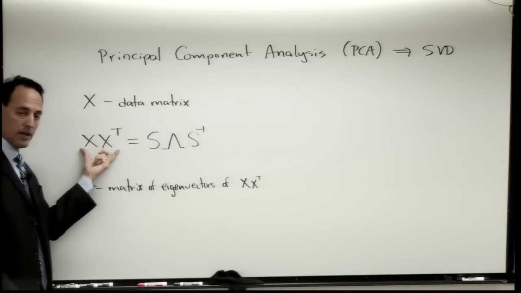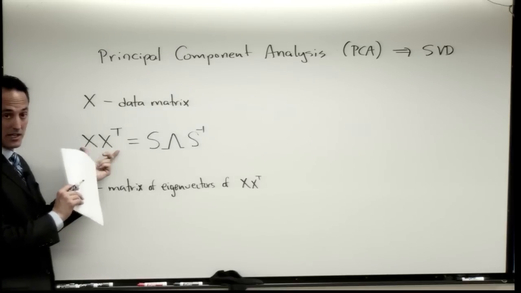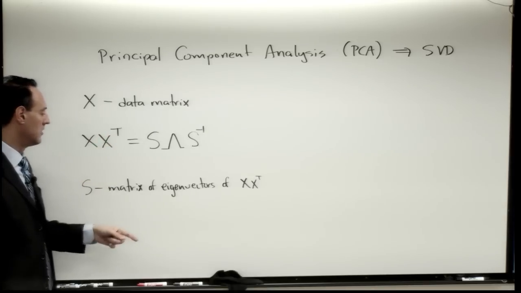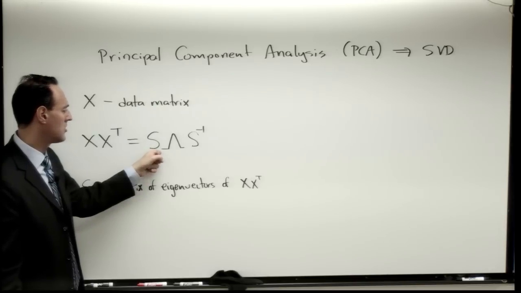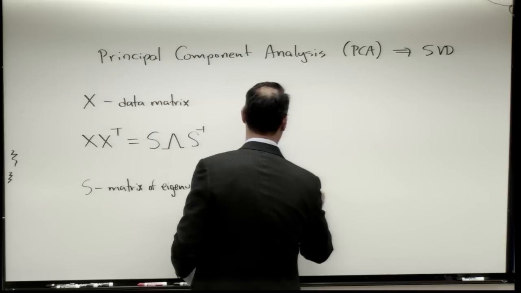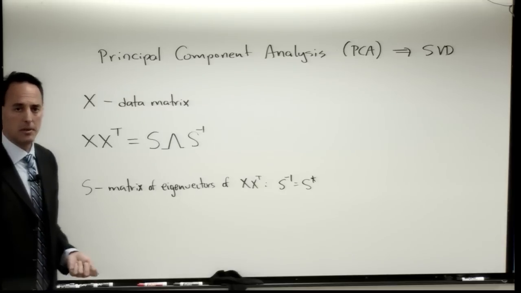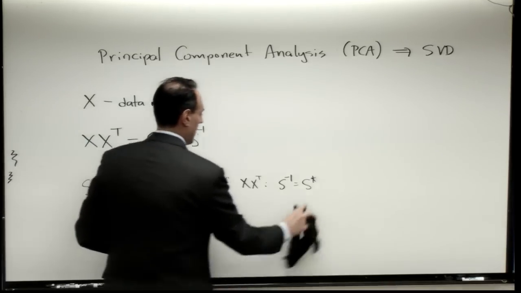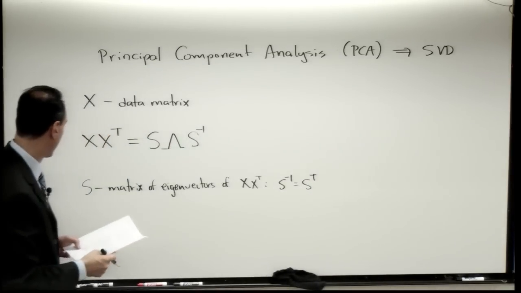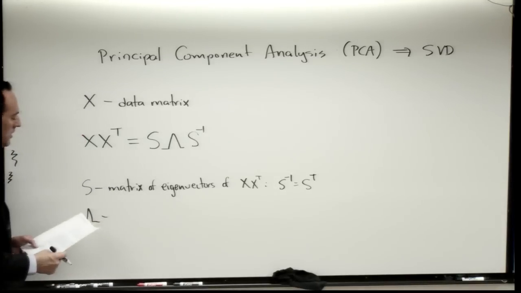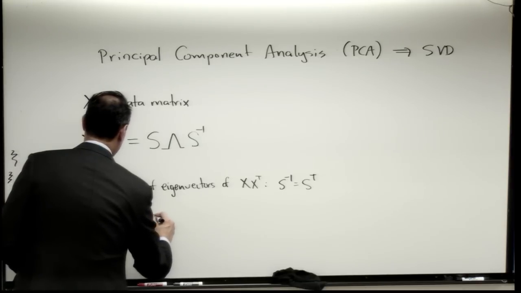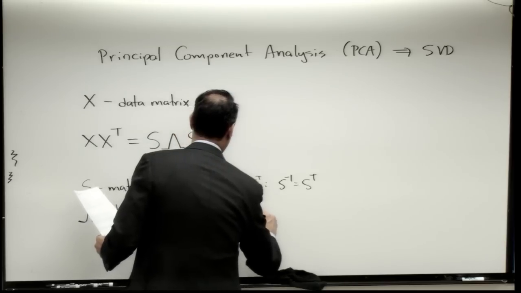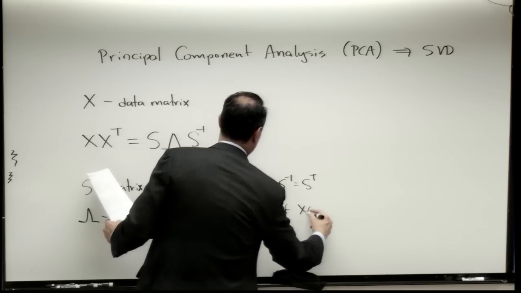So I take the eigenvectors of this matrix, and since it is a symmetric matrix, I know what I have are real eigenvalues, and all the eigenvectors are orthogonal to each other. With those orthogonal eigenvectors, I make this S. And since they're orthogonal to each other, S itself is a unitary transformation. So the inverse of S is the same as S star. Well, it's actually even better. It's S transpose. And this is the capital lambda. This is a diagonal matrix with the eigenvalues of X, X transpose.